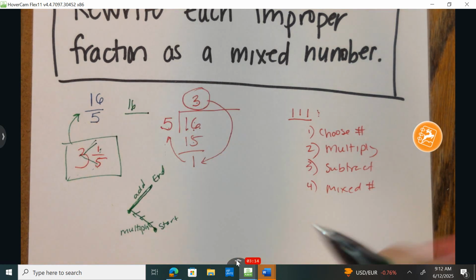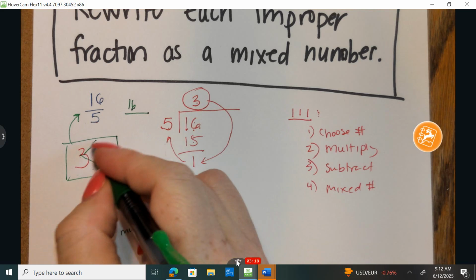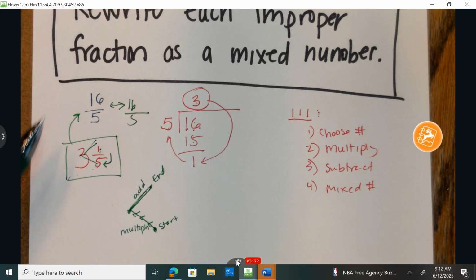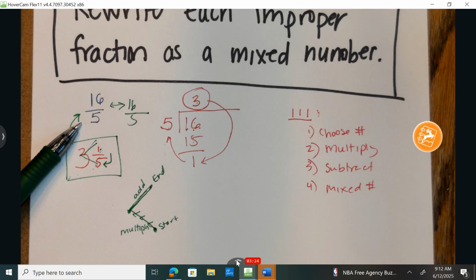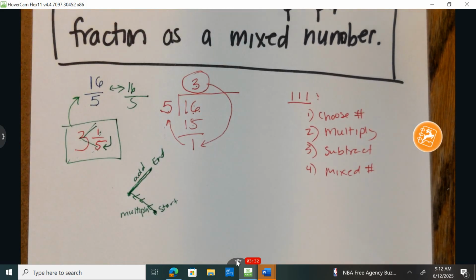Now what goes on the bottom of the fraction is always going to be the denominator of this portion. And look, they're exactly the same. That tells me that this improper fraction is in fact equivalent to this mixed number. Okay, we're going to try another one before we dive into the full lesson 2.